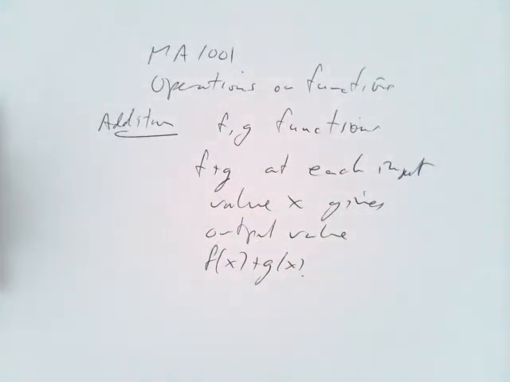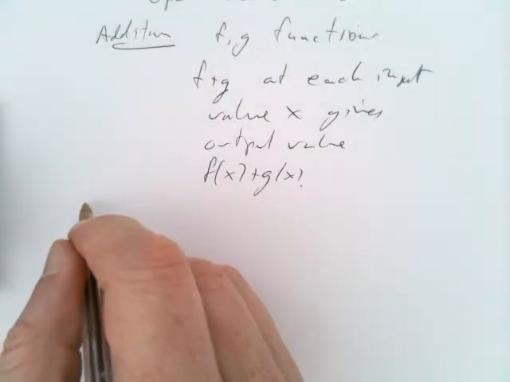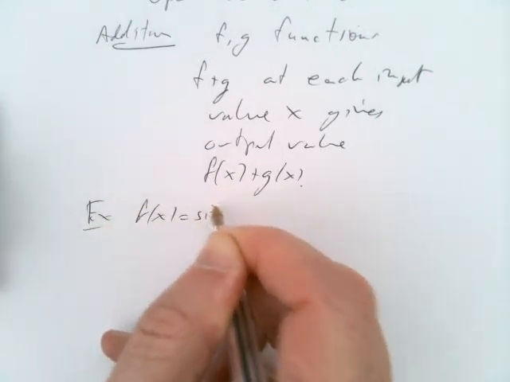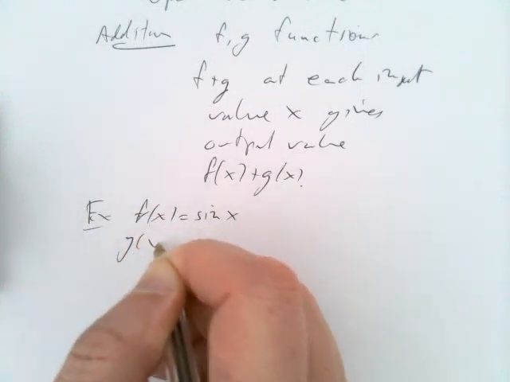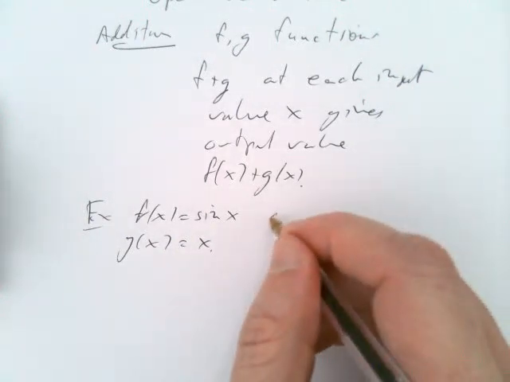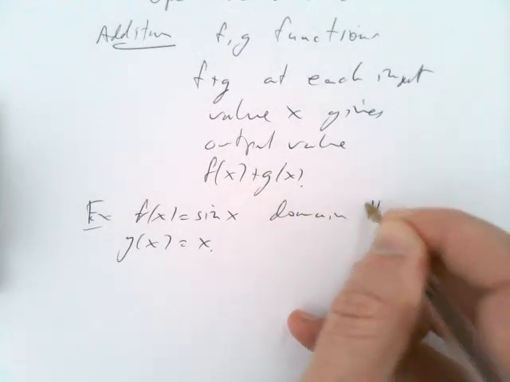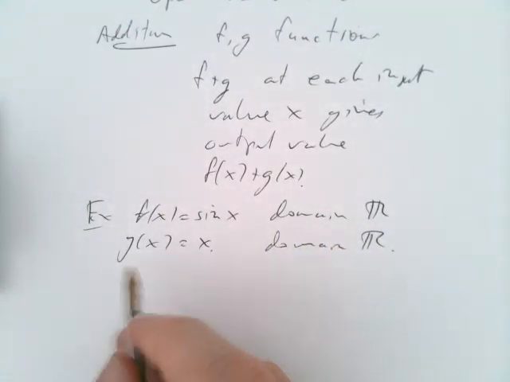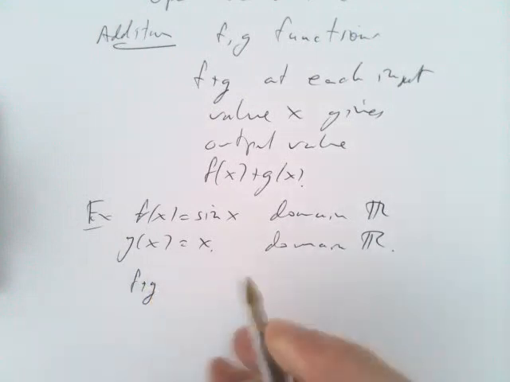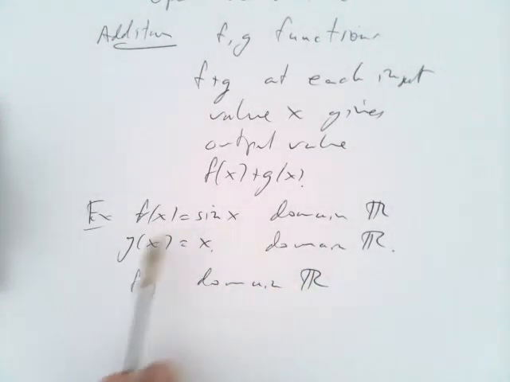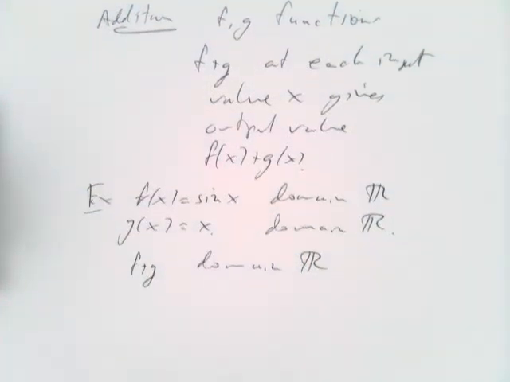So, for example, we could take f of x to be sine x. We could take g of x to be x. And both of those have the domain equal to the entire real number line. And so f plus g has domain also equal to the real number line, because if f's defined everywhere and g's defined everywhere, then f plus g's defined everywhere.